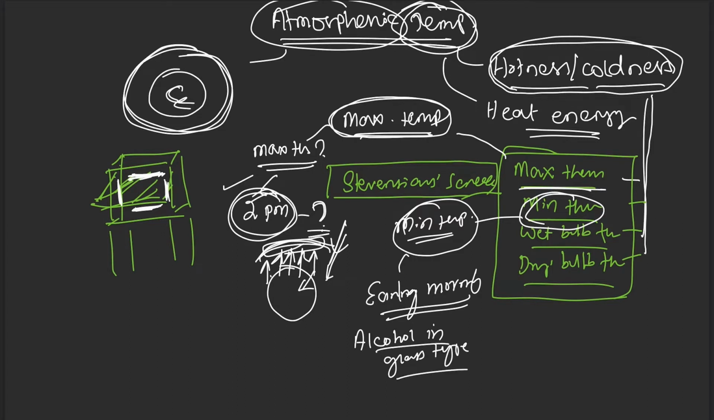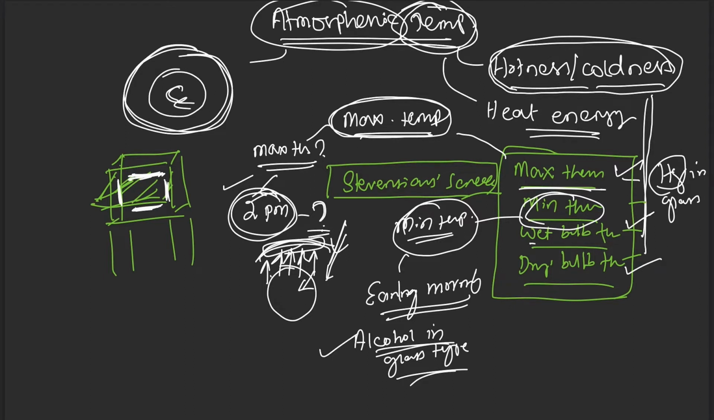The maximum thermometer, wet bulb thermometer and dry bulb thermometer are mercury in glass type thermometers, okay. Mercury means Hg. And the minimum thermometer is an alcohol in glass type thermometer. This is an important MCQ, okay.